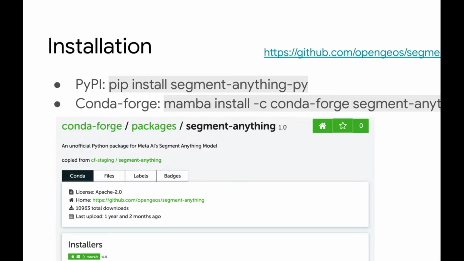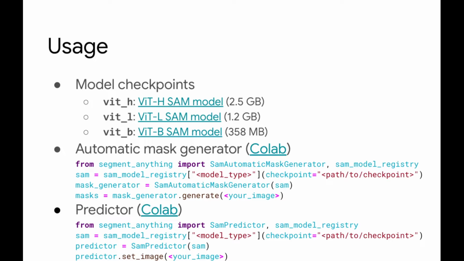They released the model last April, but they didn't make a pip package or conda package for us. So I actually spent some time building this one, to make sure it can be easily installed by Python users. I published the package on PyPI and also conda-forge, so it takes just one command line. And this is how I'm going to use it.